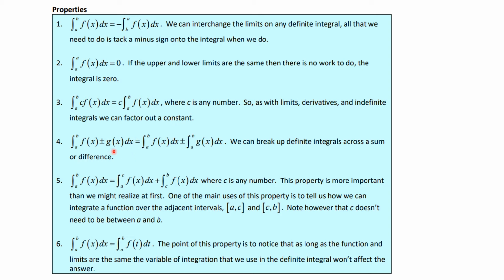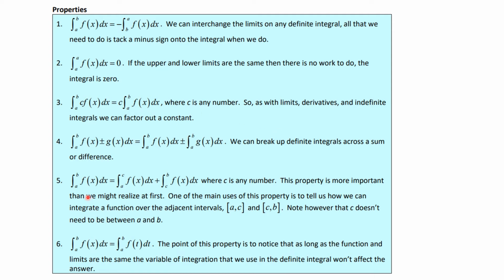Number 4 also follows from the work we did on limits. If I'm taking the definite integral from a to b of f of x plus or minus g of x dx, that's the same thing as doing the integral from a to b of f of x dx plus or minus the integral from a to b of g of x dx. That means we're doing this term by term, just as we do with any limit.